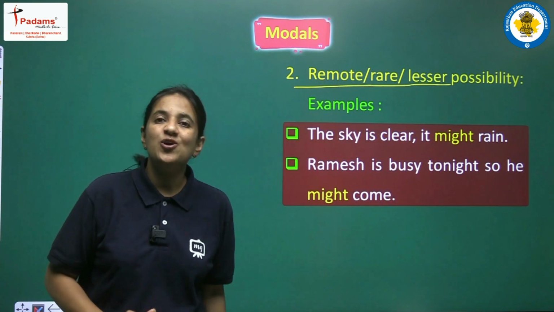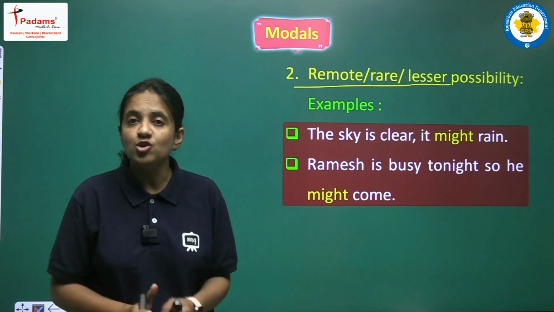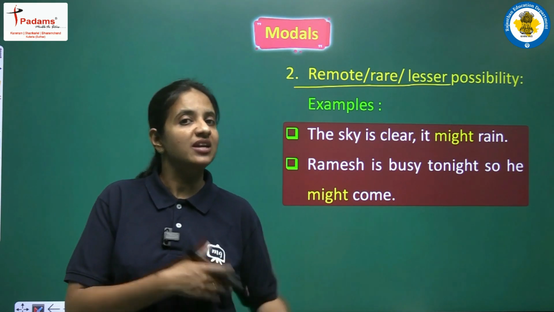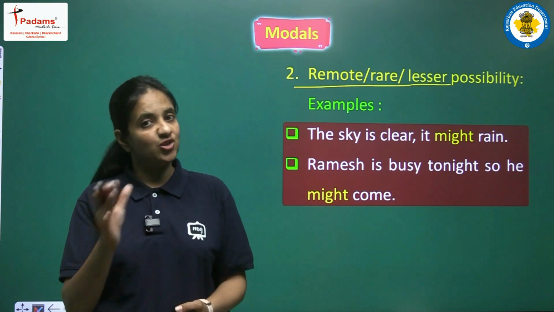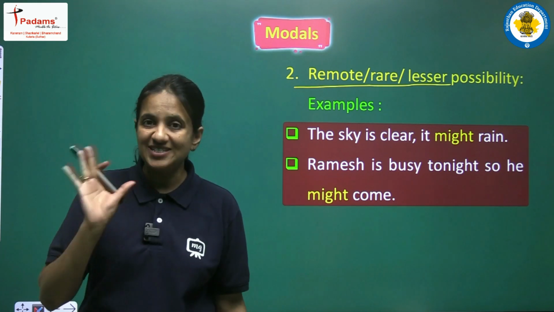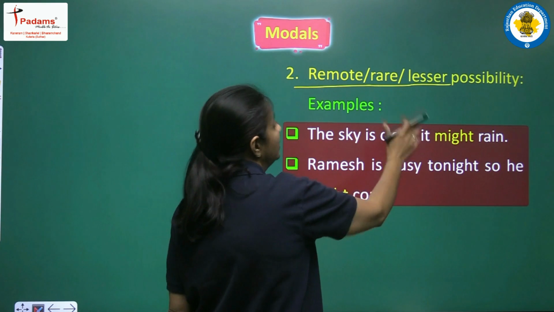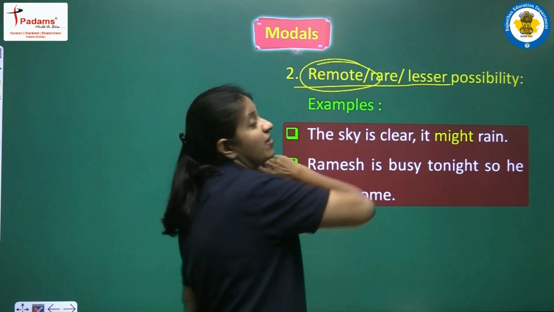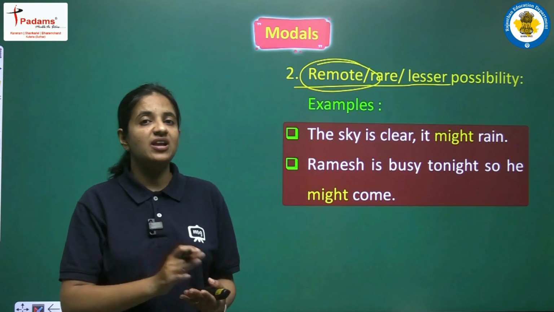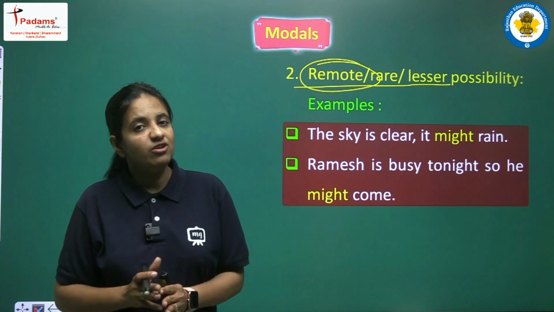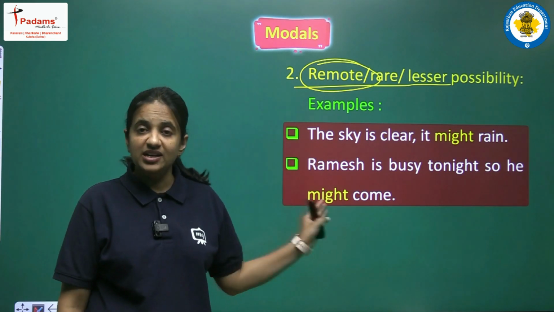So yes, I hope you all are able to recall that when we were discussing may, we were saying that with the help of may we can show possibility, right? With the help of might also we can show the possibility, but what is the difference? The difference is that if we are using might, then the possibility will be very remote, a very rare possibility, but if we are using may, then it will be a very strong possibility. So let's see the example to clear the difference.